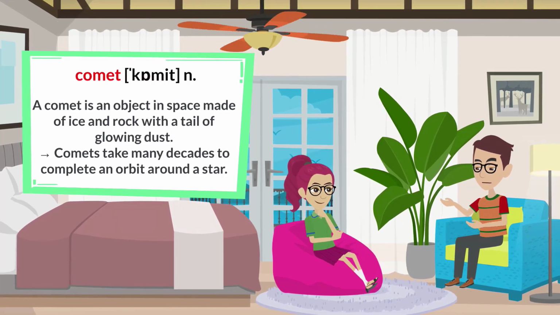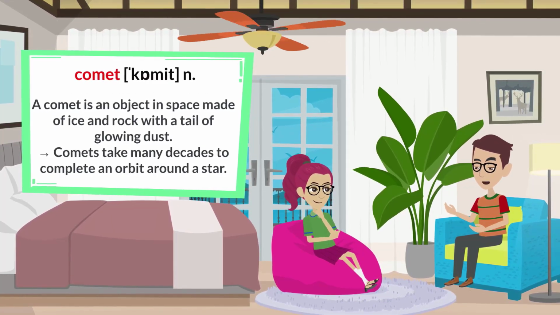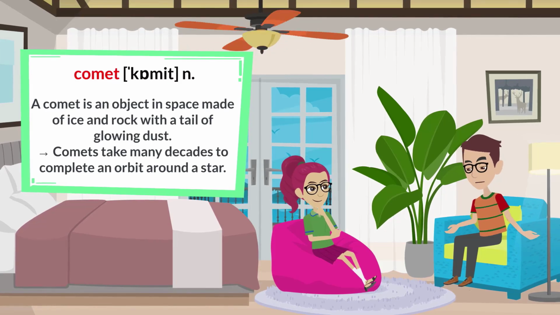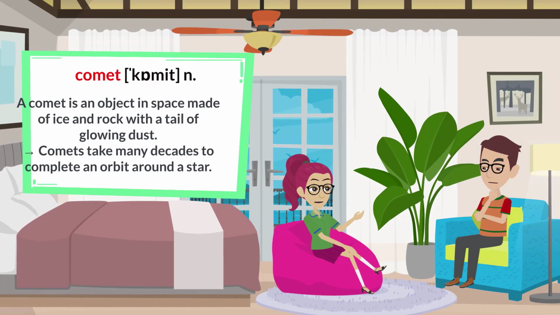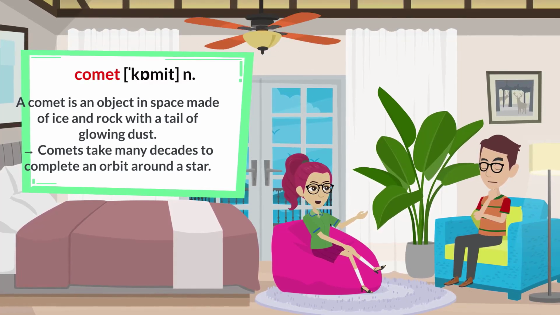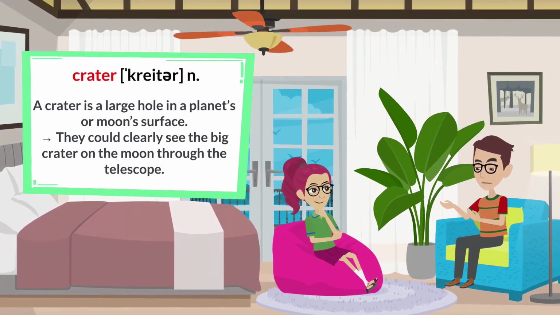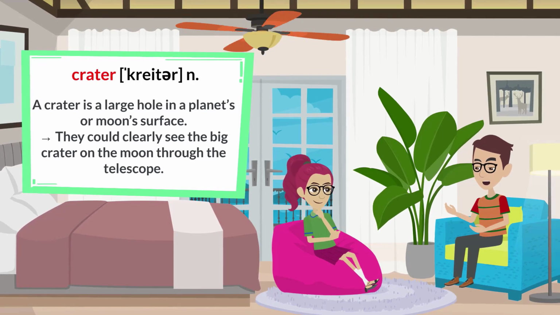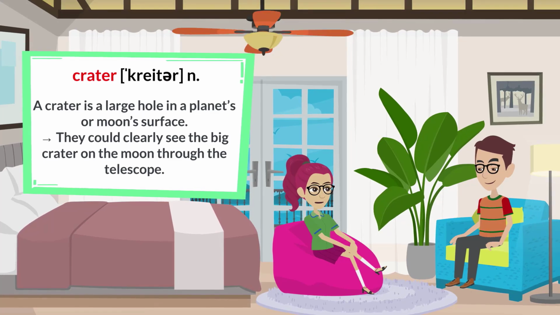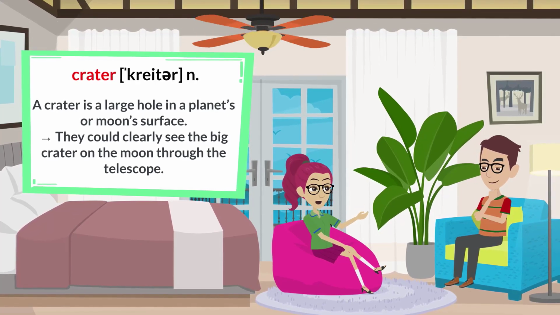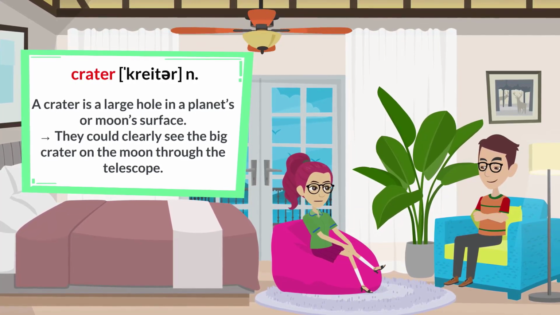Comet. A comet is an object in space made of ice and rock with a tail of glowing dust. Comets take many decades to complete an orbit around a star. Crater. A crater is a large hole in a planet's or moon's surface. They could clearly see the big crater on the moon through the telescope.